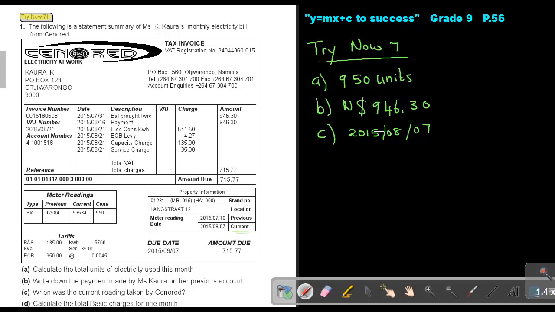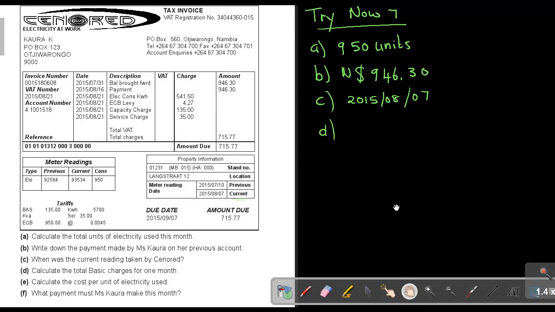Okay, and then the next one, number D. Put it up a little bit. Calculate the total basic charges for 1 month. Remember, it was here. Where did we see? It's those values that we must add up, those 3. So if we start adding it up, we will say it's 4.27 plus 135 plus 35, and that will give me an amount of 174.27.